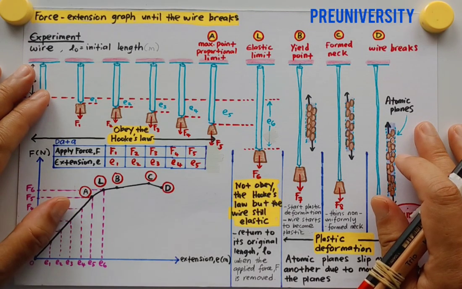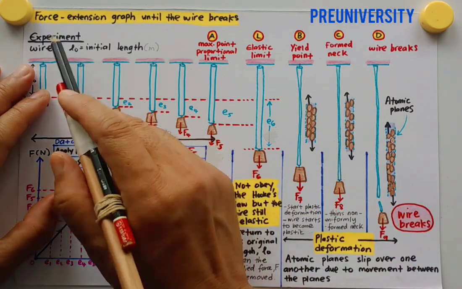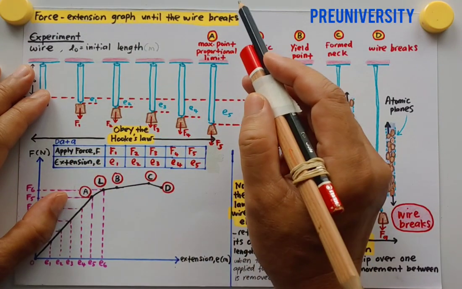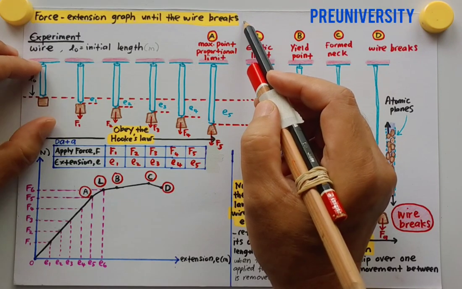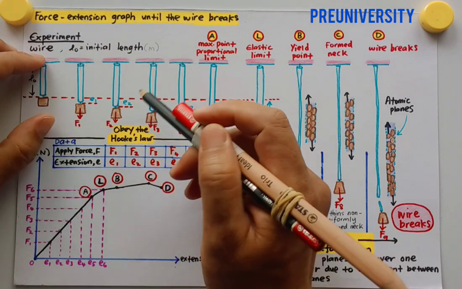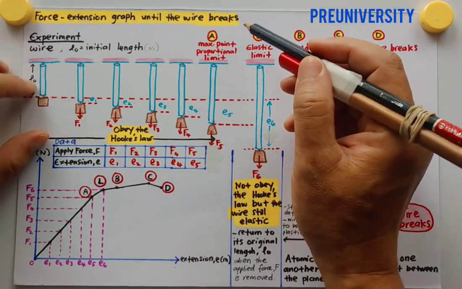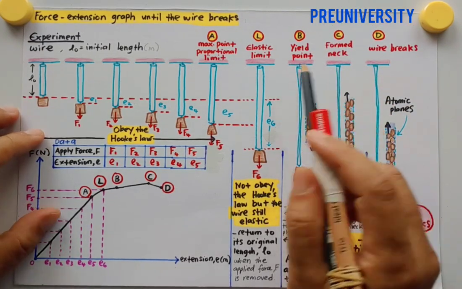Okay, today our objective is to understand the force extension graph until the wire breaks. So that is our goal today, to understand the force extension graph until the wire breaks. Okay, so we focus on this simple experiment.